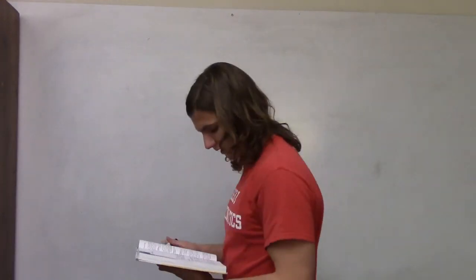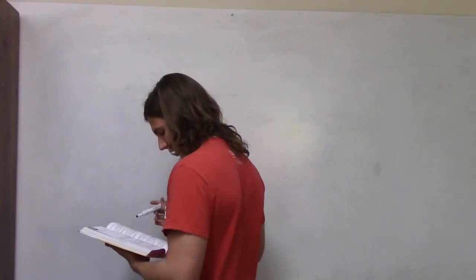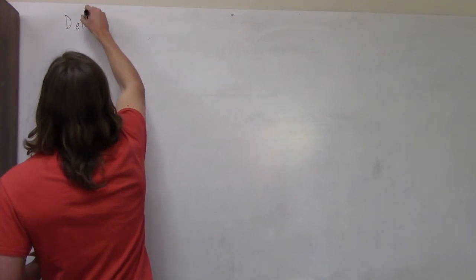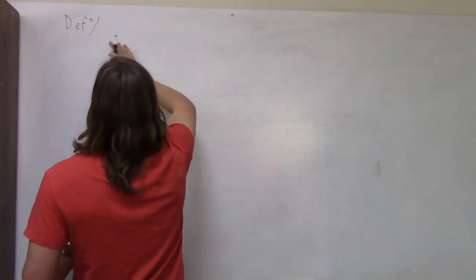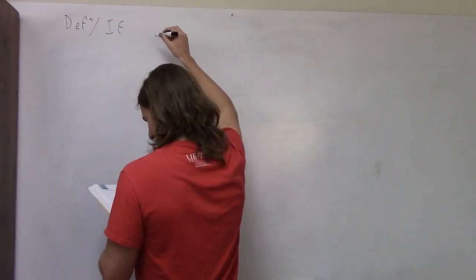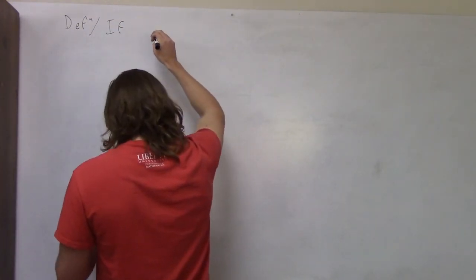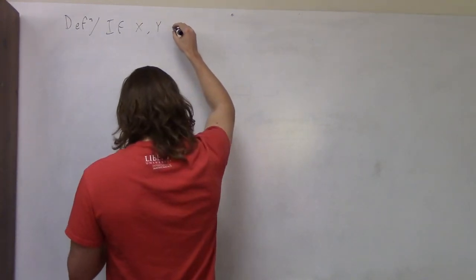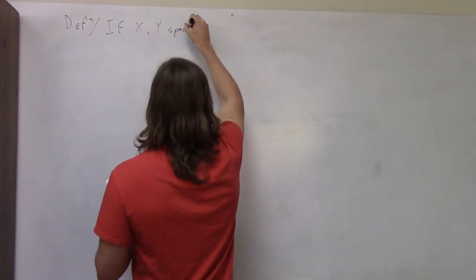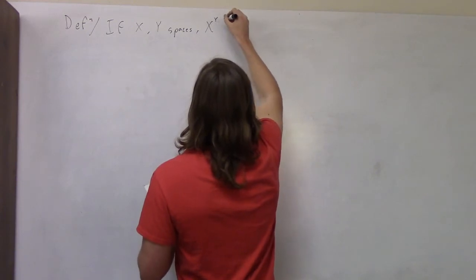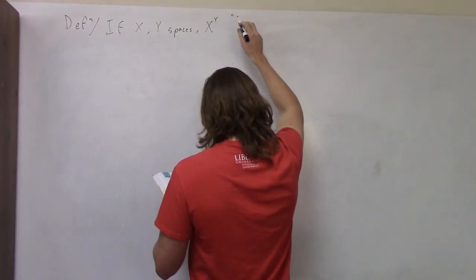I'll start us off by saying we're in chapter 11, homotopy groups. We're going to be looking at function spaces. I'll preface this by saying I'm not as confident in this chapter as I have previously been, so hopefully it'll be coherent. For topological spaces X and Y, we define X to the power of Y.